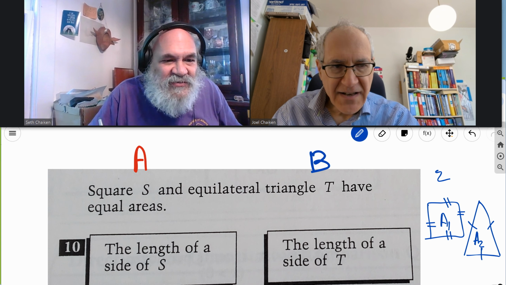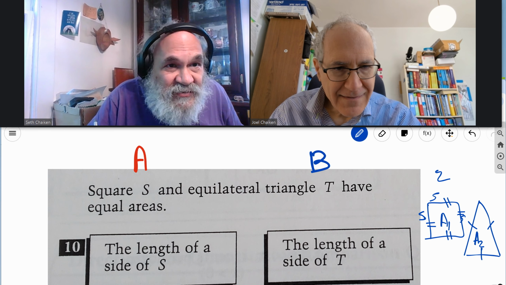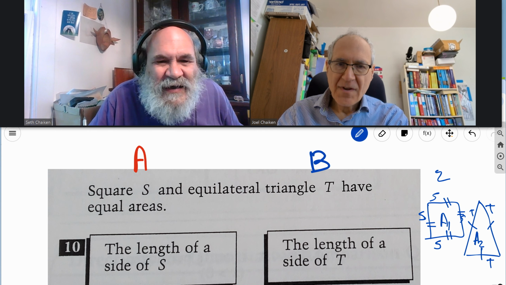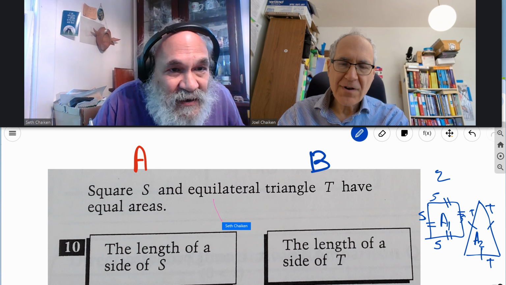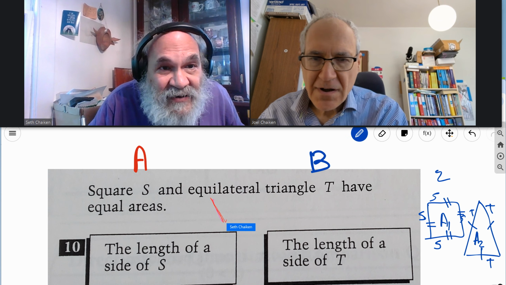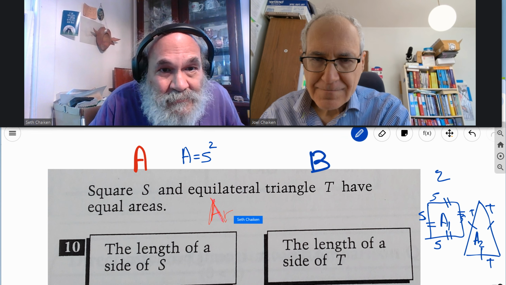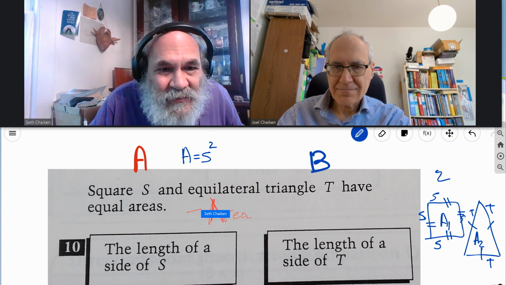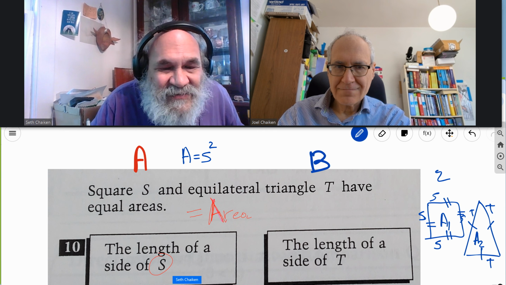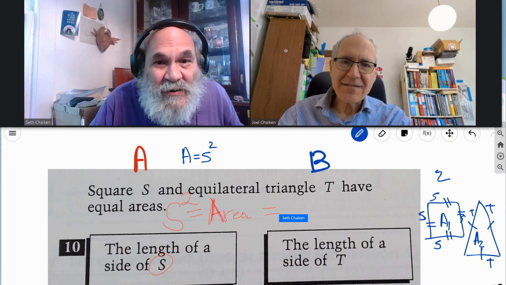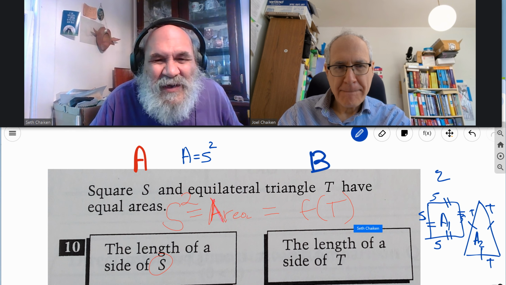Now we have a little picture. The length of the side of the square is S, and the triangle's side is T. This is leading me to write the formula for the common area A. The area equals the length of the side, S, squared. But that's easy. For the triangle there's some function of its side.